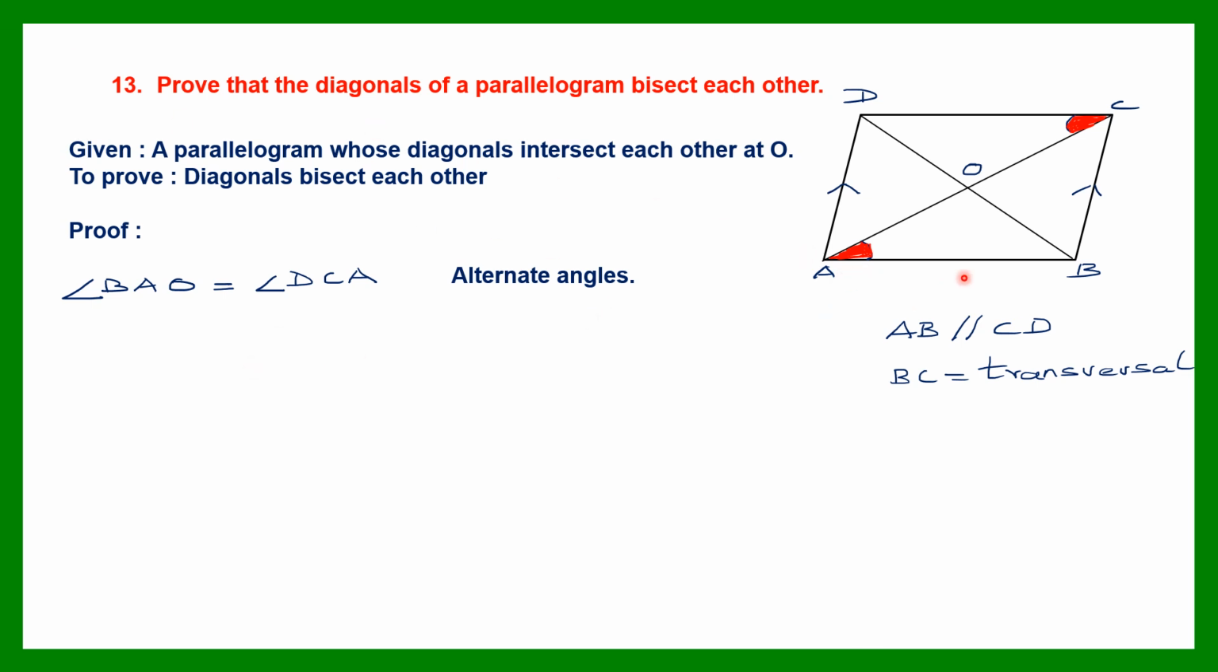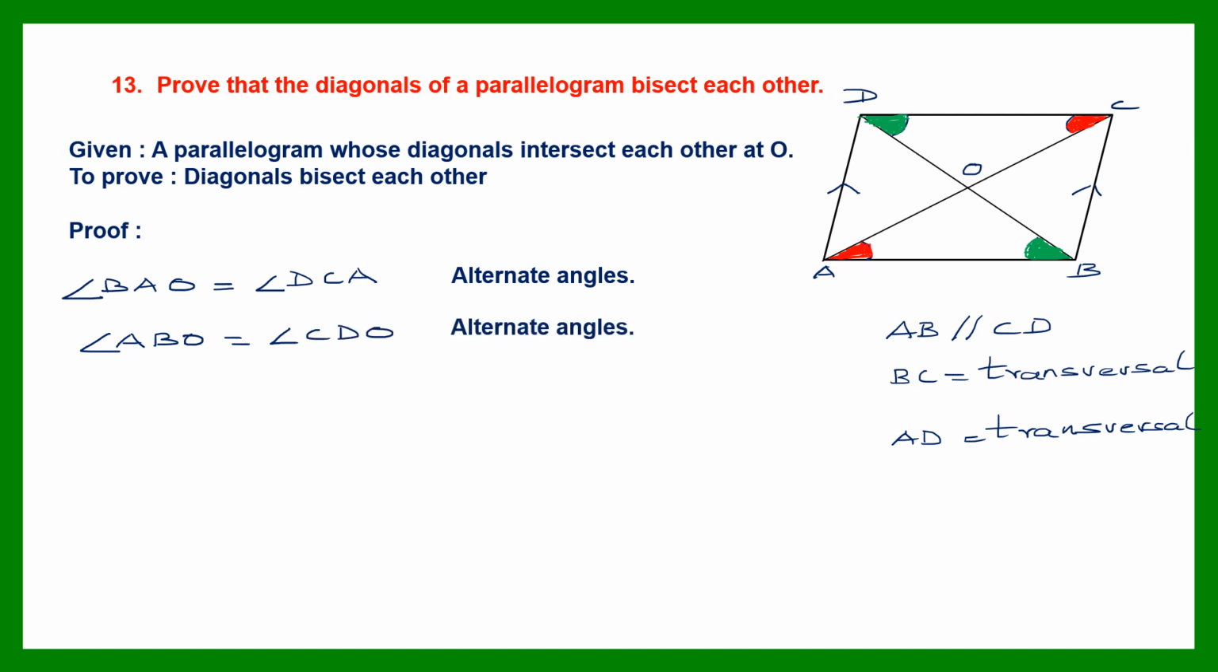Now let's once again consider AB and CD as parallel lines, and this time take AD as the transversal. So this time when we take AD as the transversal, what do we see? We see that two angles are equal to each other. Which two angles? This angle here and this angle here. And how are they equal to each other? Again, when the parallel lines are cut by this transversal, these become alternate angles. So alternate angles are equal. So let's write that down. That will be angle ABO is equal to angle CDO. And what's the reason? Again, they are alternate angles.